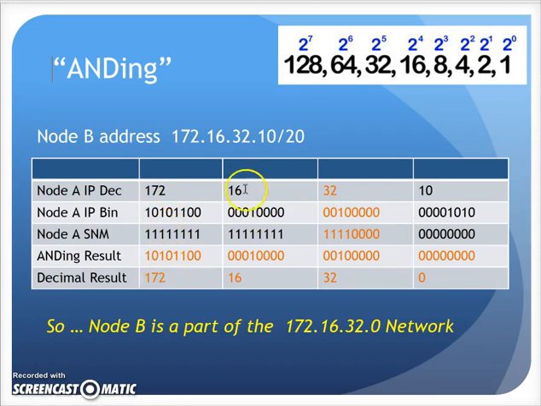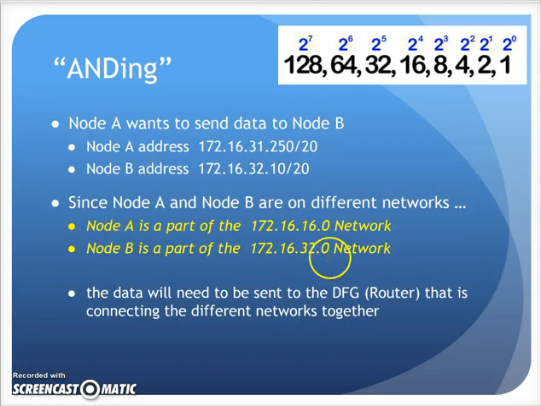172 ANDed with 255 is going to equal 172. 16 ANDed with 255 is going to yield 16. 32, okay, 32 ANDed with 240. I'm going to end up with 0 and 1 is 0, 0 and 1 is 0, 1 and 1 makes 1, and the rest is all zeros out here. So we're going to end up with 32. This guy does actually belong to the 32 subnet. And the 10 out here ANDed with 0 is going to be 0. So 172.16.32.0. So we now found out which networks each of these nodes belong to.